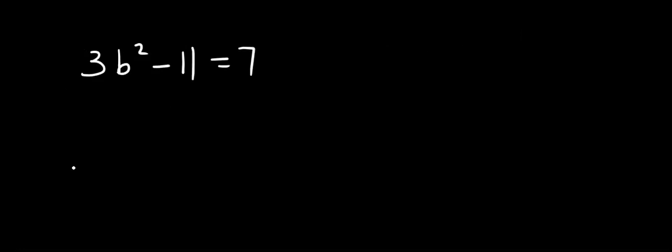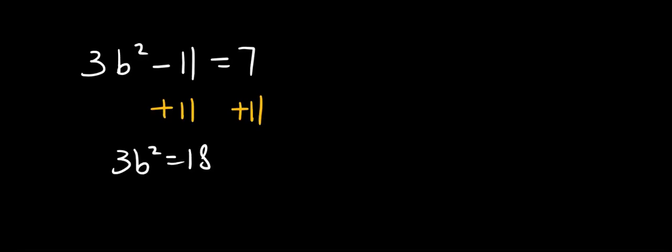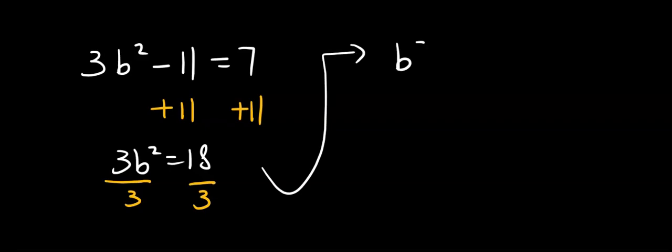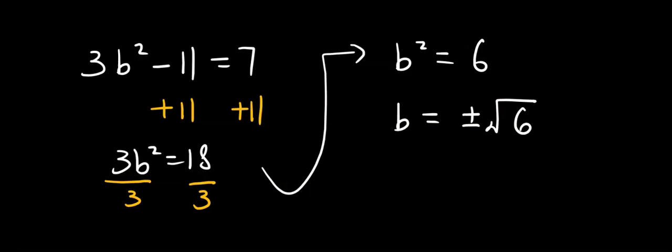Let us look at this example. 3b squared minus 11 equals 7. Let us add 11 to each side. Then we have 3b squared is 18. Now we're going to divide 3 each side. And we have b squared is 18 divided by 3, that's 6. Now we're going to take a square root each side. We have positive and negative square root 6.